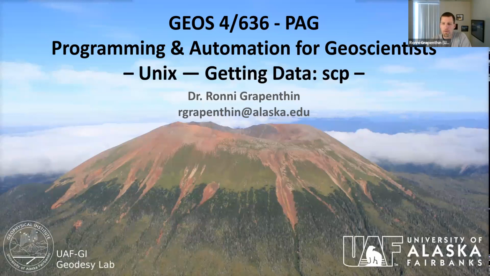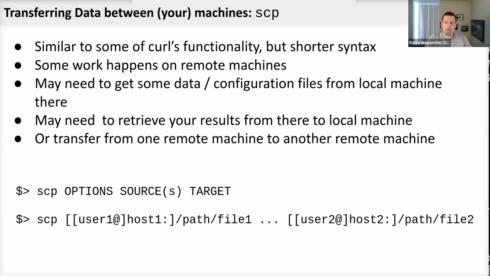An additional tool to move data between machines is SCP, or Secure Copy. SCP is a tool that I generally use to move data between two machines that I have user accounts on. It's a lot similar to curl's functionality. It has a shorter syntax. I find it somewhat easier to use. For large files, it could be faster to use SCP.